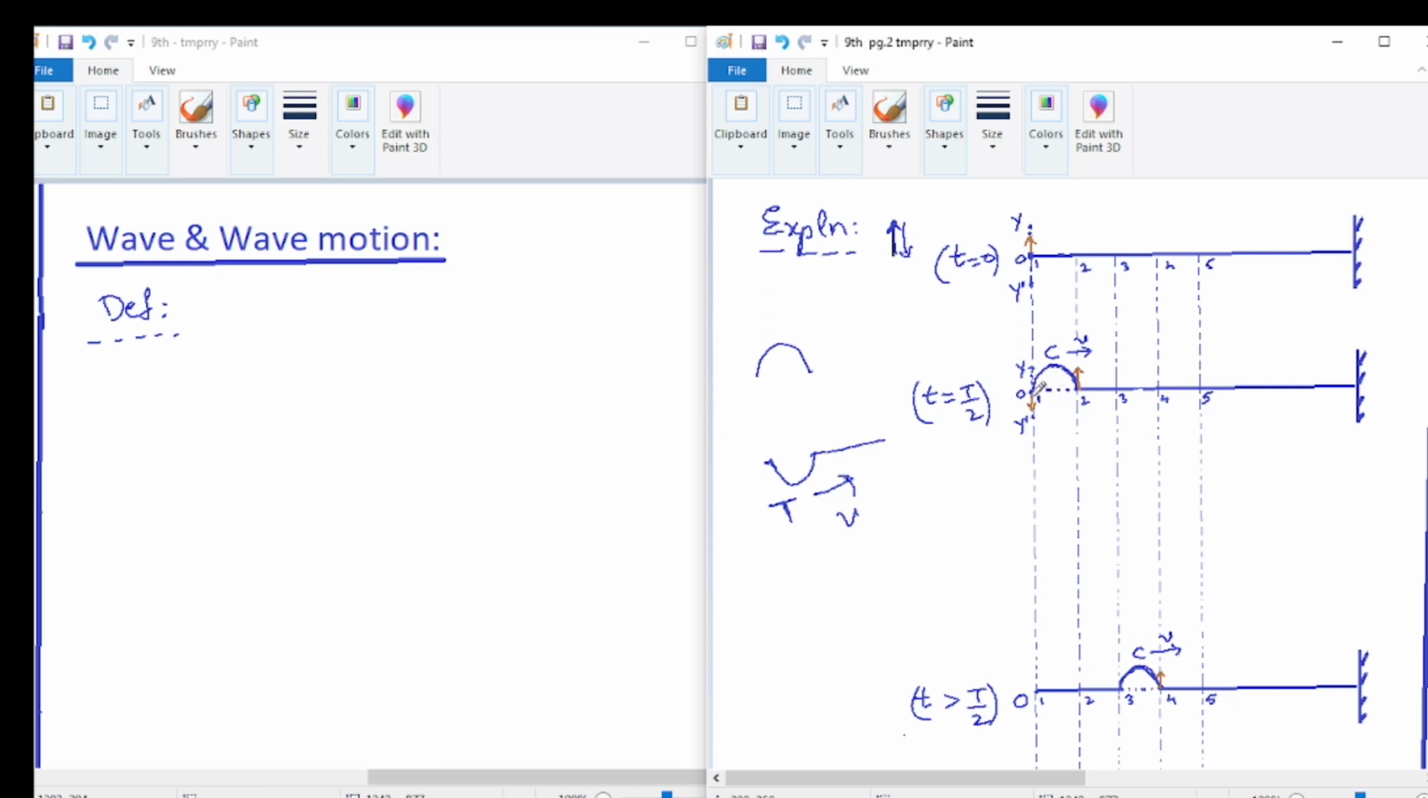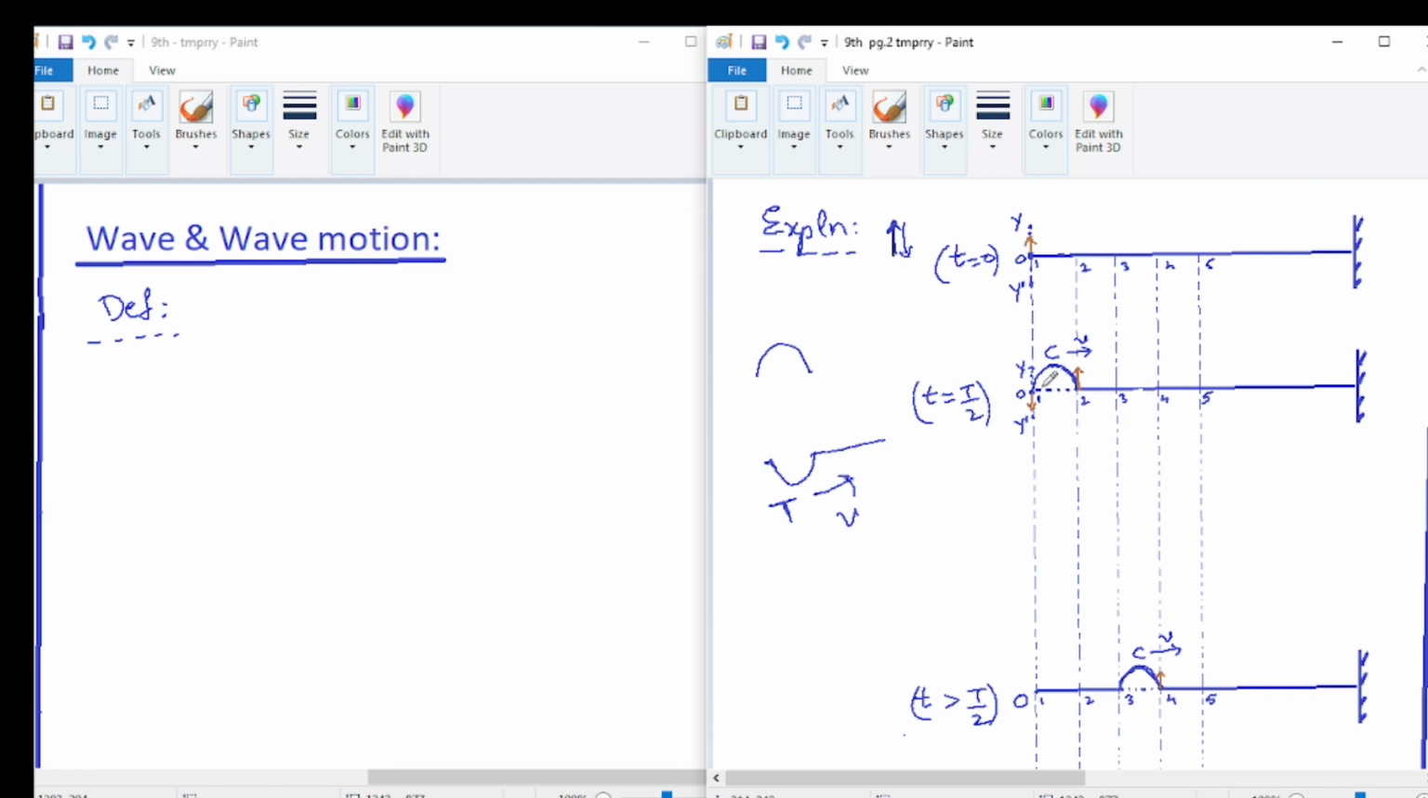So the disturbance which is actually getting created at the particle 1, which is in the form of a crest, it's actually moving along the medium, that is through the medium, here the string. So this disturbance which is getting created at the particle 1, at this particular point, which is the location of the particle 1, this disturbance in the form of a crest is moving through the medium due to the vibrations of particles about their mean positions.